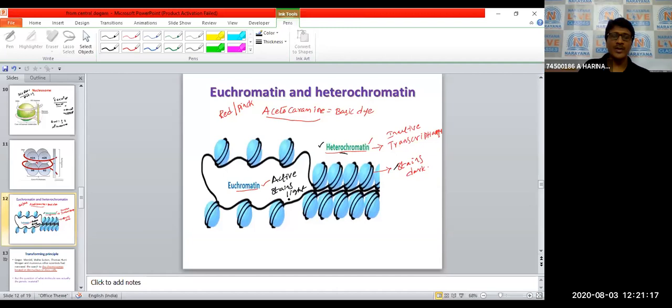These are the functions of euchromatin and heterochromatin. Which one is transcriptionally active? Euchromatin. Why is it transcriptionally active? Because it is loosely packed, so it easily undergoes transcription and can synthesize RNA. If it is tightly packed, it is not possible to synthesize mRNA. That's why it is transcriptionally inactive. Which dye is used for staining of chromosomes or chromatin fibers? Acetocarmine, a basic dye. Heterochromatin stains very dark and euchromatin stains very light because it is loosely packed.